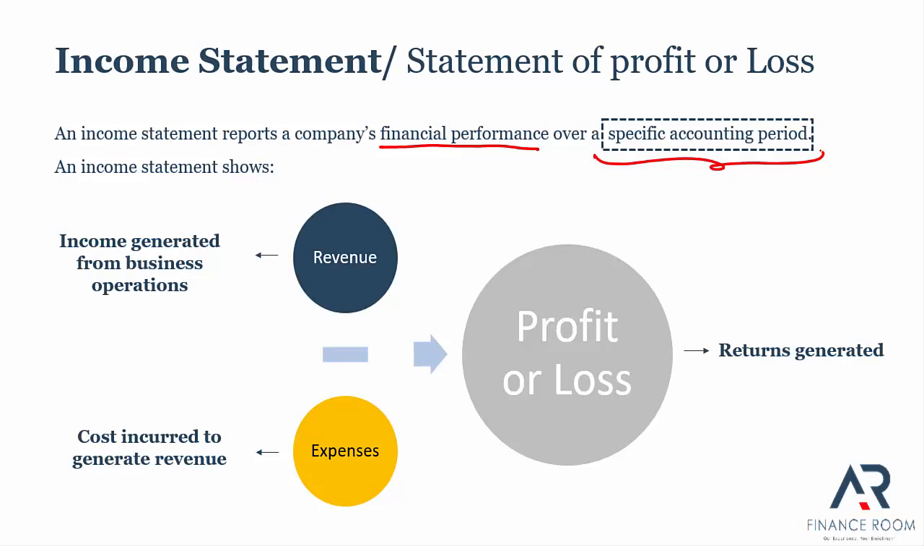So it includes the income generated from the business, which is known as the revenue. It also has the cost that you incur to generate the revenue. You will keep some staff, salaries. You might have to pay rent for a building that you are working in. So all those costs which help you generate the income are your expenses. So revenue minus expenses will give you profit or loss, which are nothing but the returns that you have generated while working throughout the year.